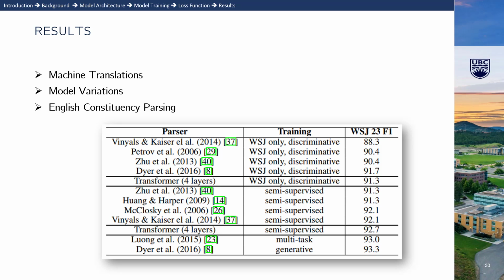The results in the table show that despite the lack of task-specific tuning, the model performs surprisingly well, yielding better results than all previously reported models. In contrast to RNN seq-to-seq models, the transformer outperforms the Berkeley parser even when training only on the WSJ training set with 40,000 sentences.